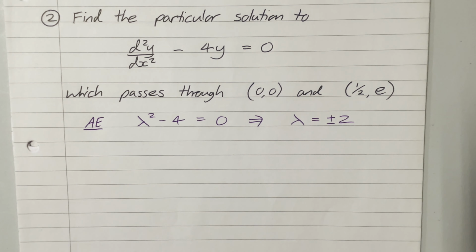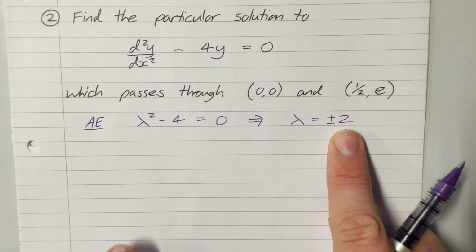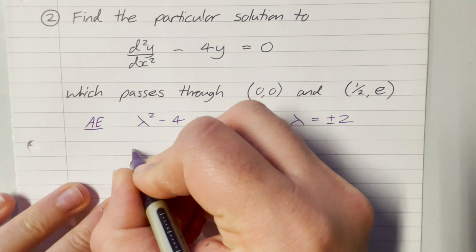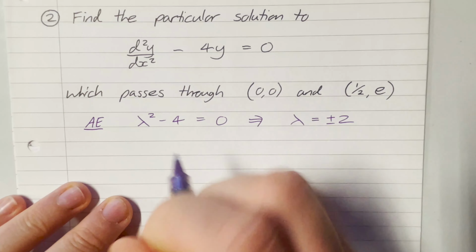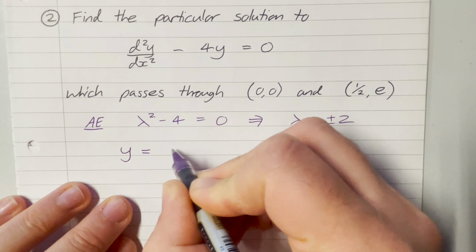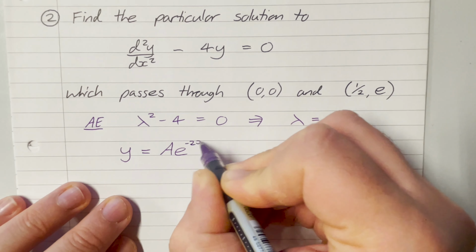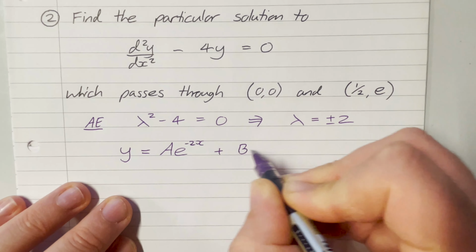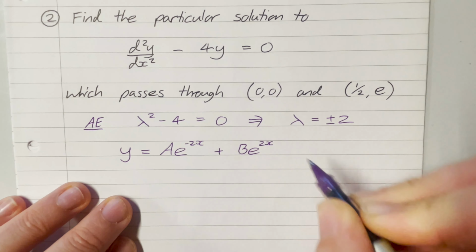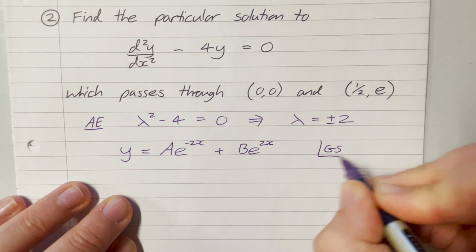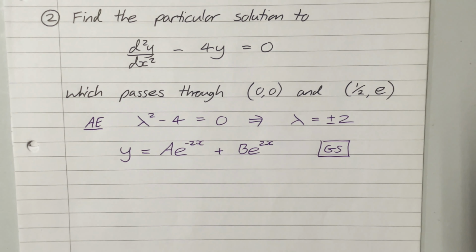Okay, so now that we've got our two distinct real roots, we can state our general solution, which is y as a function of x in this case. So y is going to equal A e to the negative 2x plus B e to the positive 2x. Okay, that is the general solution of my differential equation. Okay, and now to find my values for a and b such that this is true.